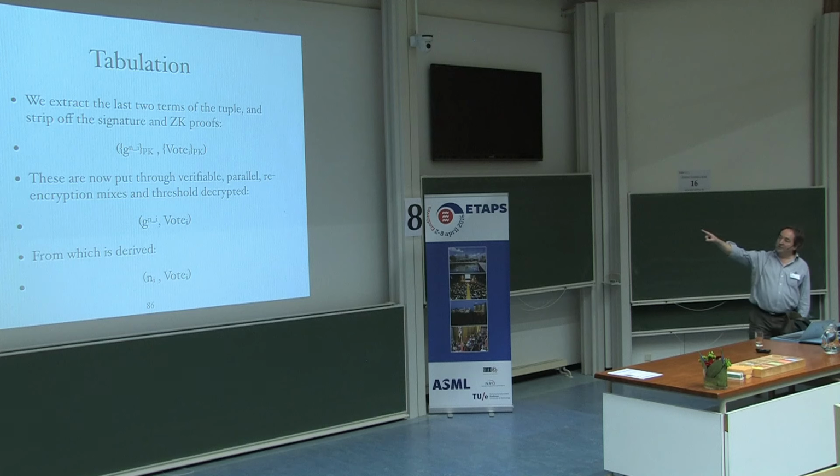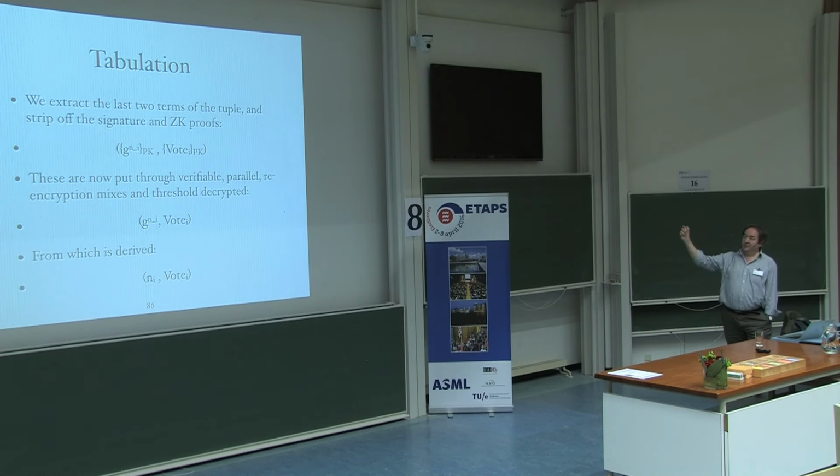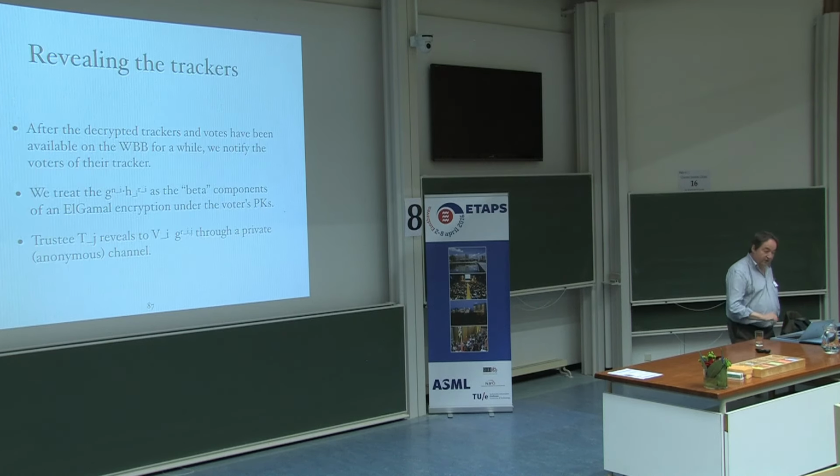Once we've got that, we pull out the pairs. So the encryption of the tracker and the encryption of the vote are pulled out as a pair, and they're now put through a verified parallel re-encryption mix for anonymity, and then they're threshold decrypted, with verification, at the end. So at the end we get precisely the goal that I mentioned earlier. We get the tracker numbers and the votes in clear, but in a shuffled order, so we can't link them back to the voters' identities. And that's the point where we can make this public. Voters can go check this. They can identify an alternative tracker if they need it.